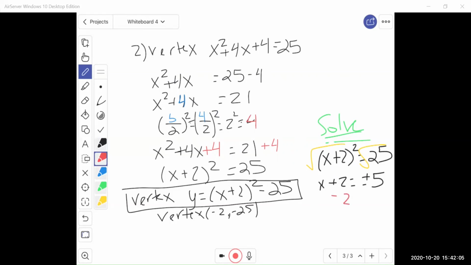And then we can subtract 2 from both sides. So again, we have 2 answers. So I have positive 5 minus 2, which would get us 3. And I have negative 5 minus 2, which would get us negative 7. So we'd have 2 answers of 3 and negative 7. I.e. the 2 points where it crosses the x-axis would be 3 and negative 7. Okay, so this shows us how completing the square can be useful, either to find vertex form or in regards to solving when we have a quadratic that is unfactorable.